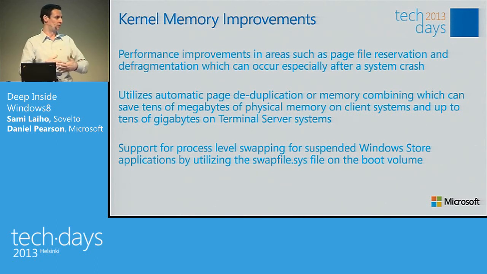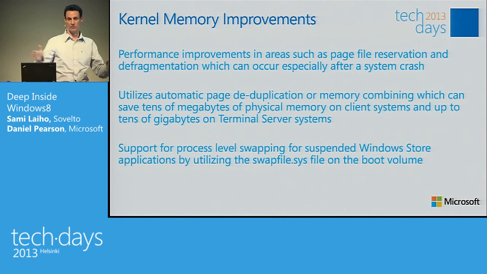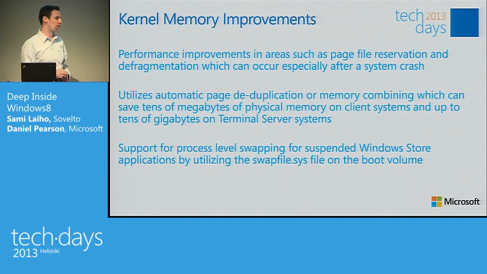So what the system needs to do is recreate another page file. Now there's no guarantee that that second page file that's been created is not going to be fragmented. So the system actually has some improvements to deal with that. One of the biggest changes, though, in terms of memory management was a feature that's known as memory combining.